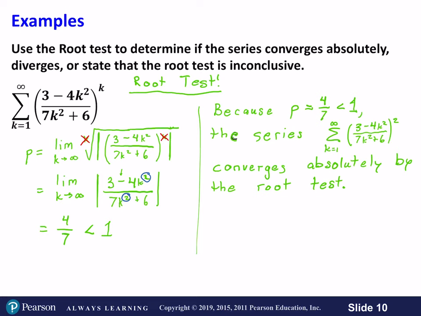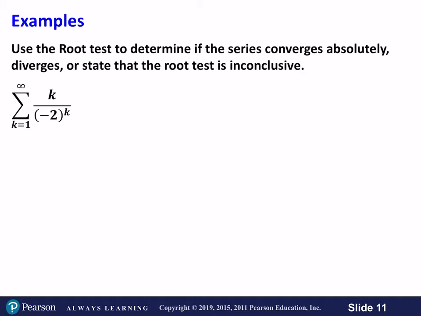So the thing to notice here is that the root test is really useful when you have your series raised to a k power. In this case, we had our entire summand raised to the kth power, which indicates that the root test would simplify our calculation considerably. All right, let's try one where it's slightly different, but it still works. In this case, you're going to notice that the denominator is raised to the k power, but the numerator is not. So we'll see how that plays out in just a second.